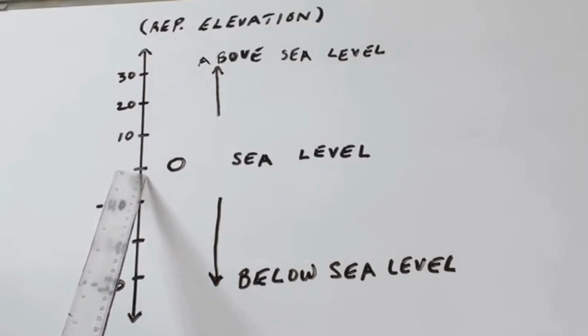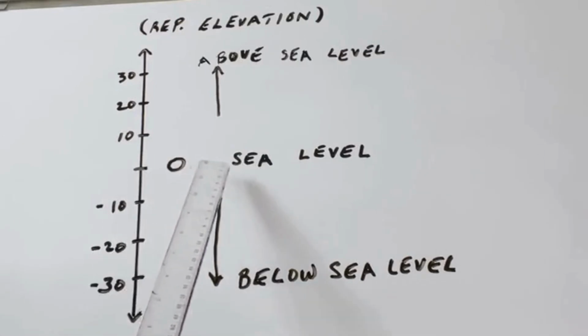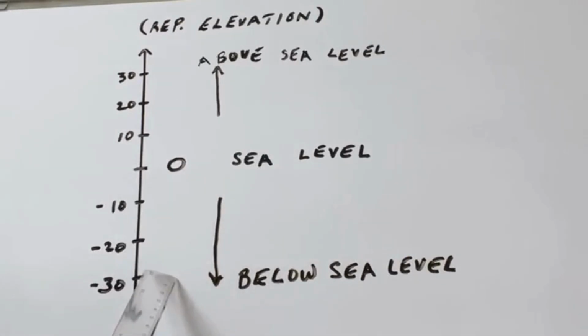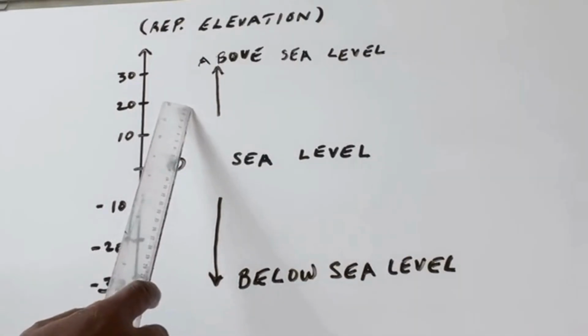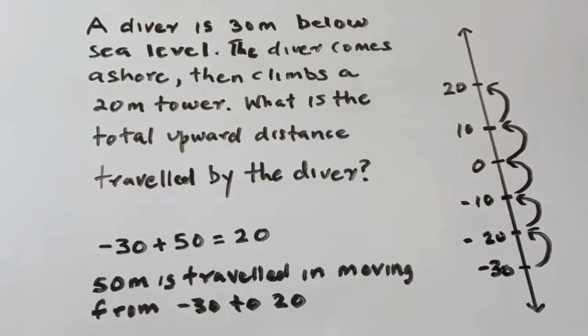Of course, this could also be used to represent elevation on land. So this could also be ground level. This could be below the ground, and this could be above the ground. We're gonna use this concept to solve a problem having to do with elevation. A diver is 30 meters below sea level. The diver comes ashore and climbs a 20-meter tower. What is the total upward distance traveled by the diver?